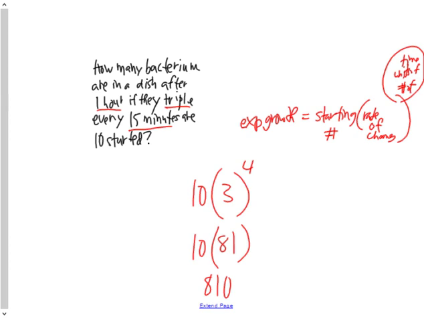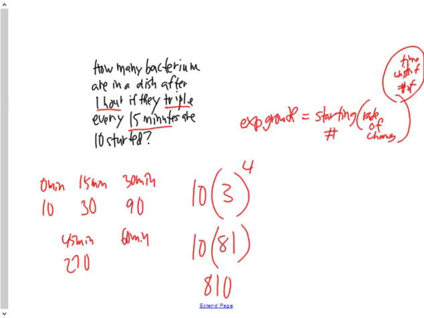810. And if we think about that, at 0 minutes, there was 10 bacteria. After 15 minutes, it would have tripled, so there would have been 30. After 30 minutes, if it tripled again, it went from 30 to 90. After 45 minutes, it would have tripled 90, making it 270. And at 1 hour, it would have tripled 270, making it 810 bacteria.